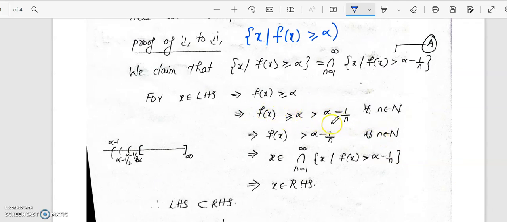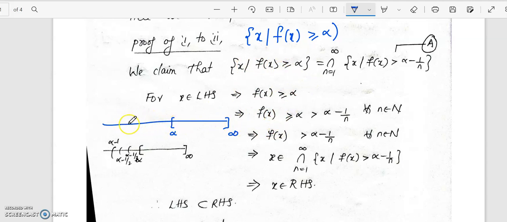Now alpha will be greater than alpha minus 1 by n for all n belongs to N. So that will give me f of x greater than alpha minus 1 by n. So this is our real line. So let me take the real line. Let this be my set alpha to infinity. So we have the set of all x such that f of x greater than or equal to alpha. So from alpha it goes up to infinity.